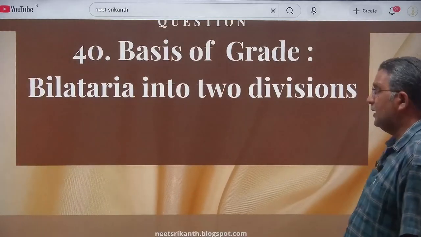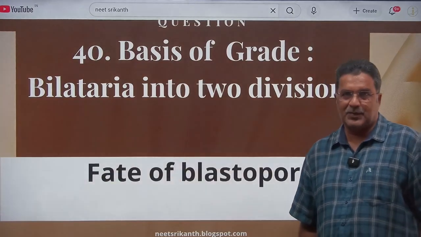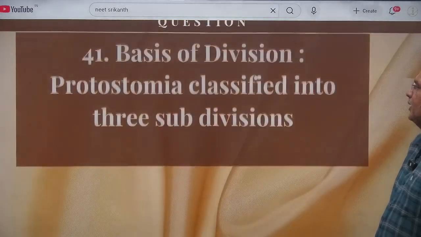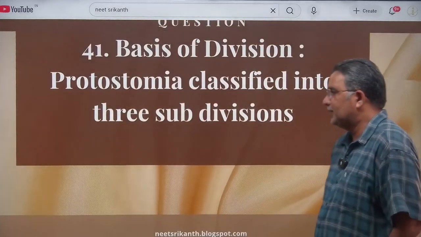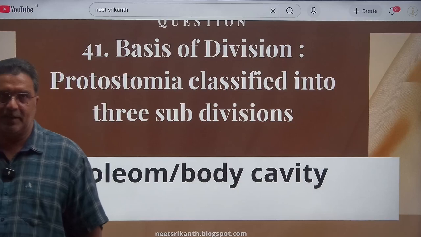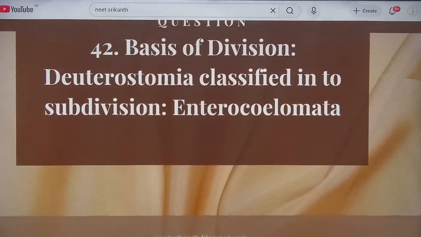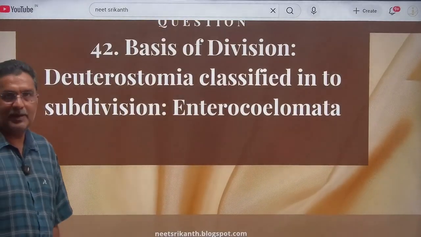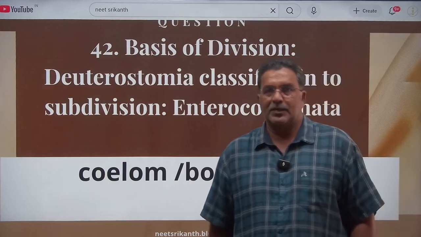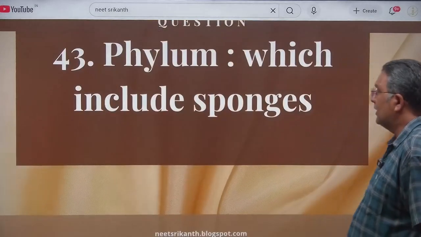Basis of grade Bilataria into two divisions. What are the two divisions? Protostomia, Deuterostomia, means fate of blastopore. Basis of division Protostomia into three subdivisions. What are they? Acoelomata, Pseudocoelomata, Schizocoelomata. That means coelom, body cavity. Again the same. Deuterostomia is also classified into Enterocoelomata. On what basis? Coelom, body cavity only. So, that is the basis of classification, such type of questions. We will go into another model.